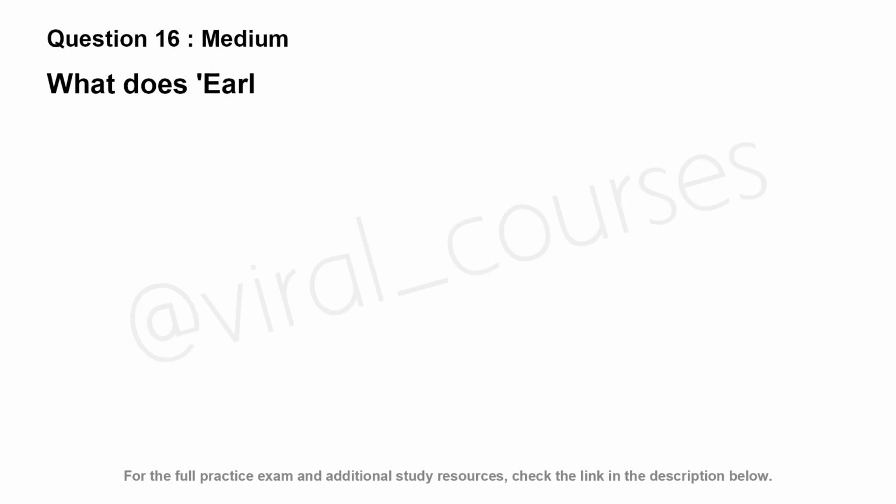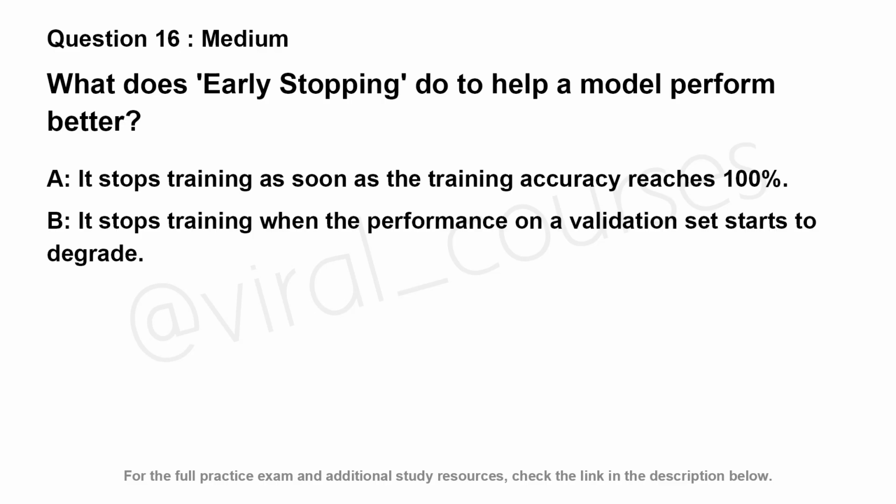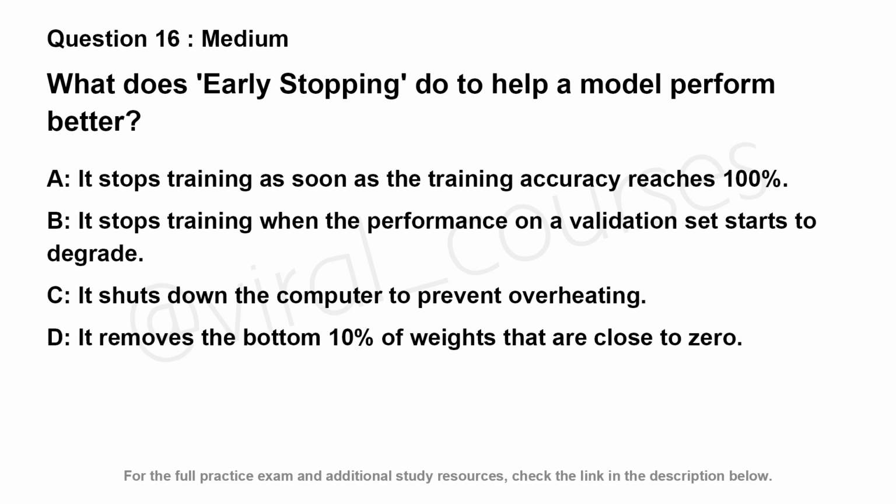What does early stopping do to help a model perform better? Option A. It stops training as soon as the training accuracy reaches 100%. Option B. It stops training when the performance on a validation set starts to degrade. Option C. It shuts down the computer to prevent overheating. Option D. It removes the bottom 10% of weights that are close to zero.